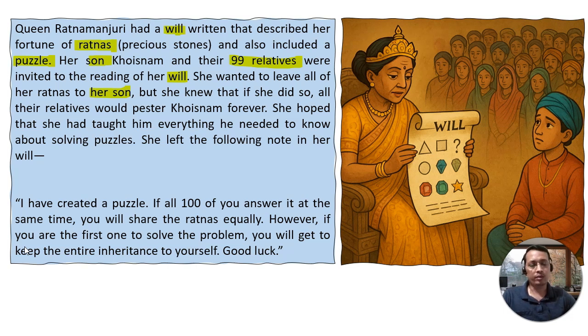She left the following note in her will. She thought my son is intelligent enough and will be able to solve the puzzle and win all the precious stones. The will says: I have created a puzzle. If all 100 of you answer it at the same time, you will share the ratnas equally. However, if you are the first one to solve the problem, you will get to keep the entire inheritance to yourself. Good luck. Inheritance means what my son or daughter or somebody will get from me once I am not there. So let's see what the puzzle is.